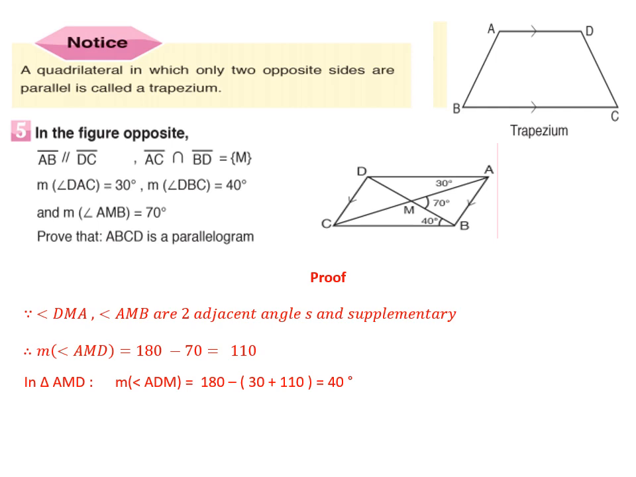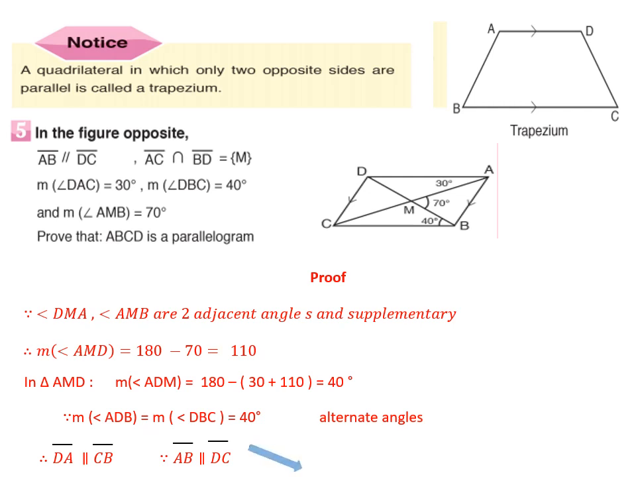And now you have measure of angle ADM equals 40 and measure of angle DBC also equals 40, and they are alternate angles. So we can prove that AD is parallel to CB. Since AB is parallel to DC, therefore ABCD is a parallelogram, because each two opposite sides are parallel.